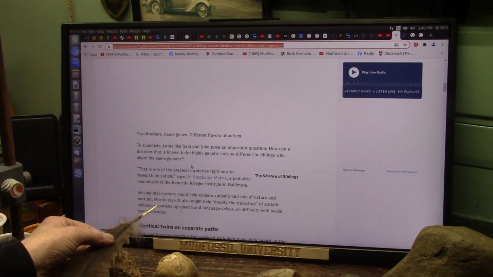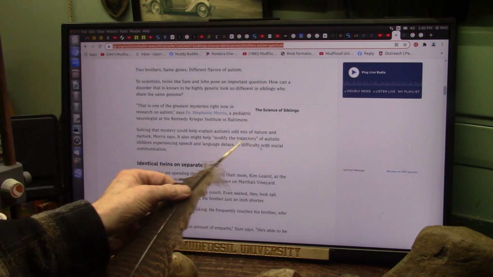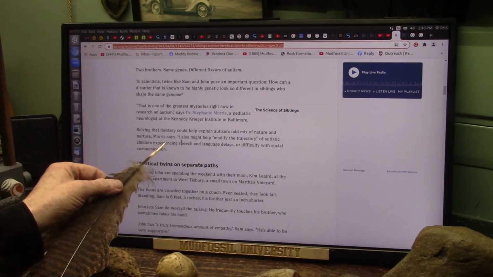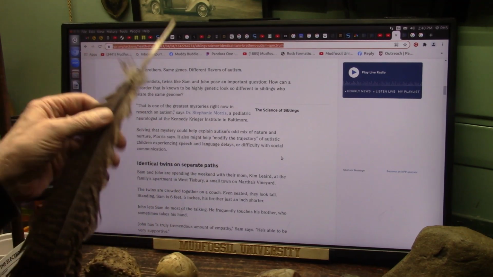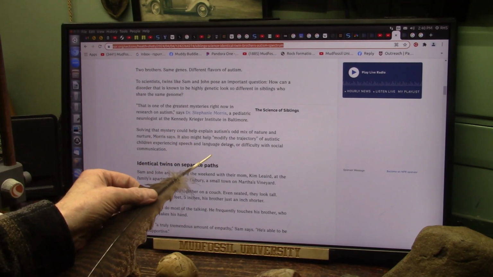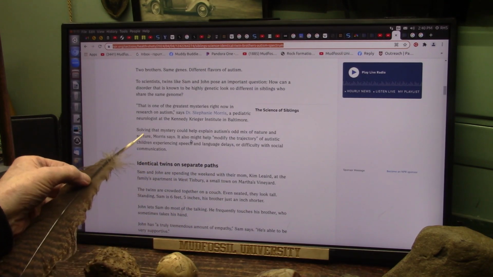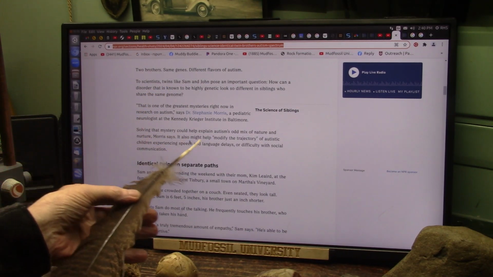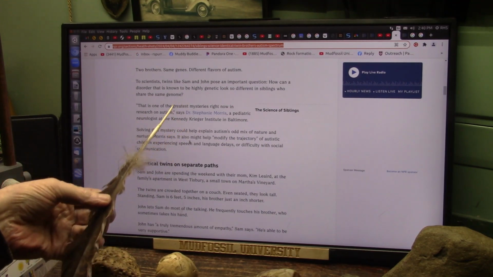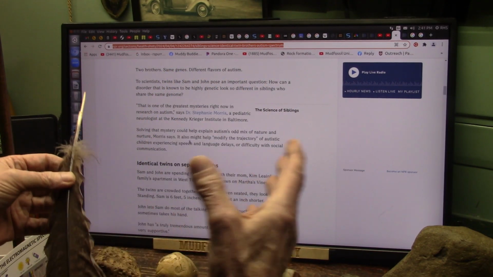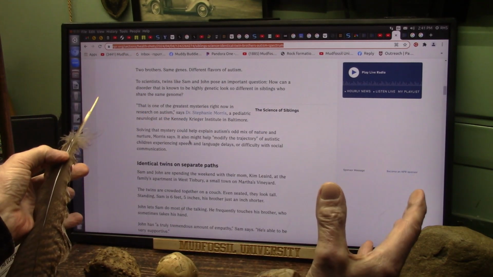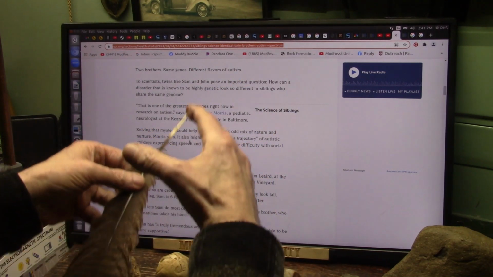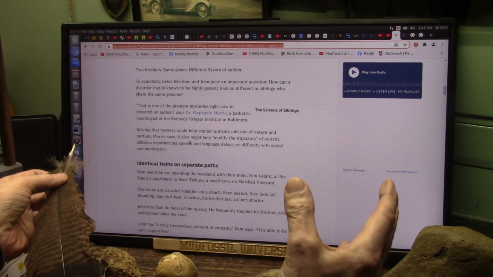Solving that mystery could help explain autism's odd mix of nature and nurture. Morris says it also might help modify the trajectory of autism in children experiencing speech and language delays or difficulty with social communications. If you can reduce all of these different symptoms and bring the child back to having a sort of normal interaction with society, that is such an enormous change on an entire family and neighborhood, basically. Autism is devastating to the person that has it, but everybody surrounding them is affected as well.